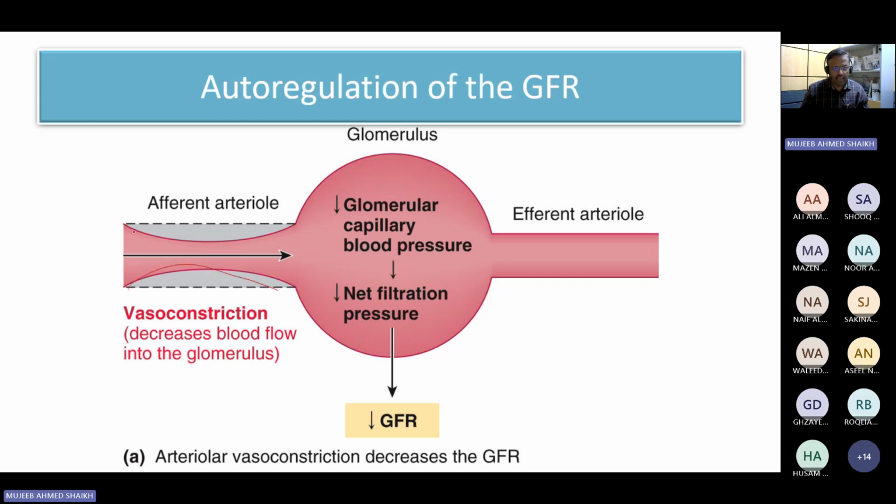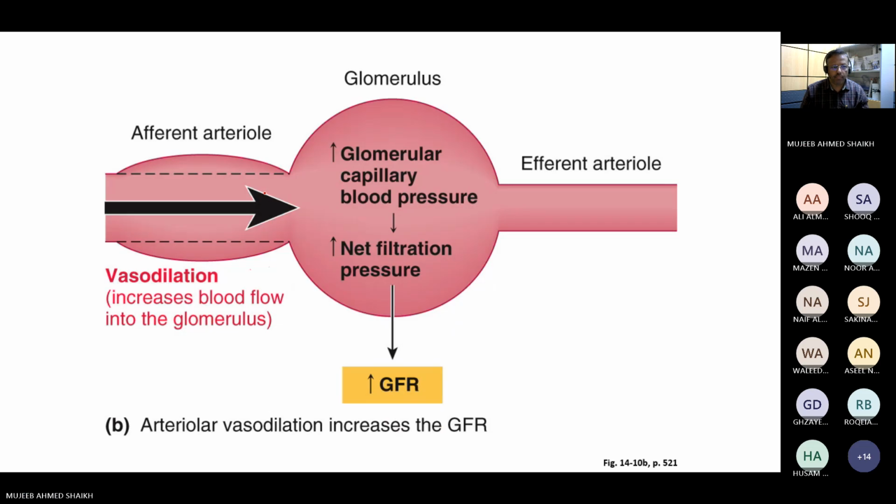There is a decrease in the diameter of the afferent arteriole, which will decrease the blood flow, and the net filtration pressure will come back to normal, and this will decrease the GFR. This is called the myogenic mechanism of autoregulation of the GFR.